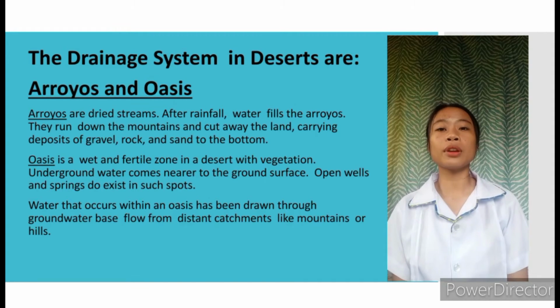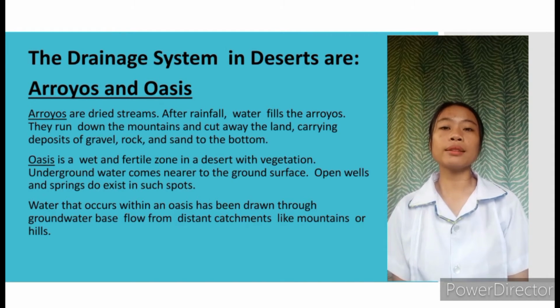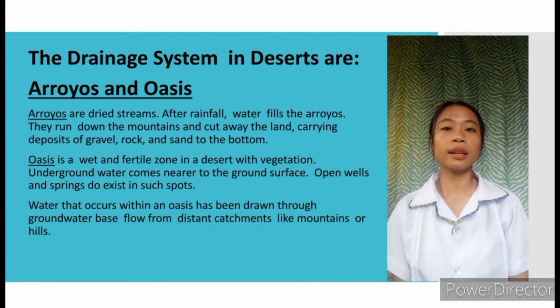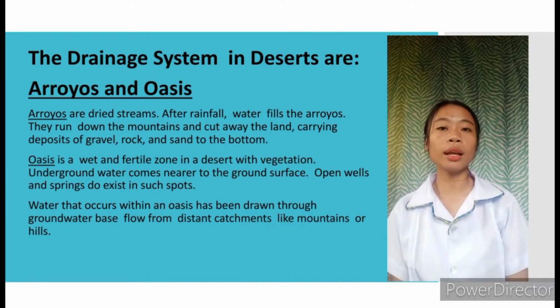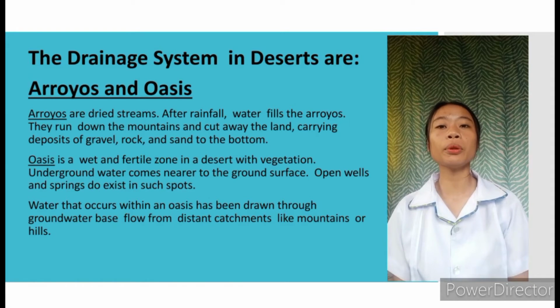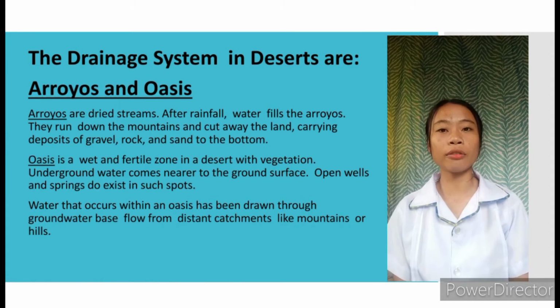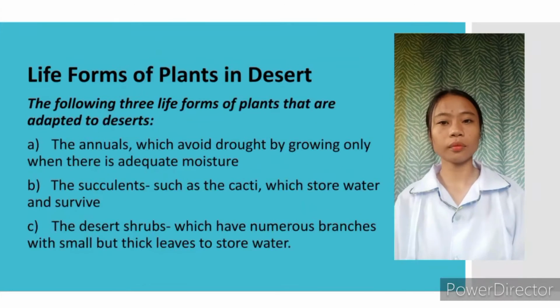Because oases have some water, farming and settlement are expected in that area. Some oases may be small and can support only a few people, but others are large enough to support more.